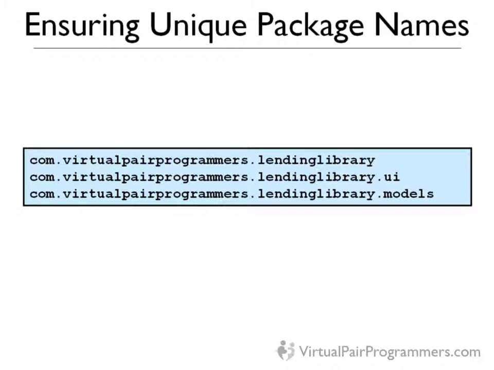We use domain names rather than just our company names to try and ensure uniqueness. Only one person can own virtualpairprogrammers.com, but if, for example, my name was John Smith, there might be many people in the world all with the name John Smith, but only one of us could own johnsmith.com. If you don't own a domain name and you don't plan to publish your code, then you don't need to stick to this format. We could have just done lendinglibrary.ui and that would have been okay. If you are planning to distribute your code or publish it online in an open source format, then it's considered courtesy to get hold of a domain name so that you can follow this structure.